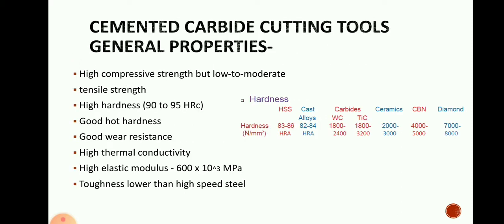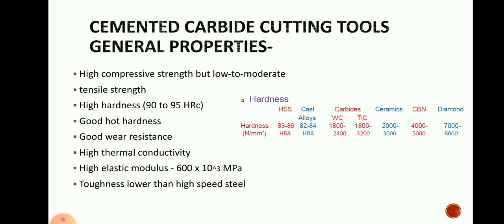If these are the good properties of a tool material, then what properties does the cemented carbide cutting tool possess? We will see that now. The general properties are high compressive strength, and low to moderate tensile strength. This cemented carbide cutting tool has a good, high compressive strength, and it also has a high tensile strength. It has a high hardness, generally varying between 90 and 95 HRC. The hardness of various cutting tool materials is shown in that chart.